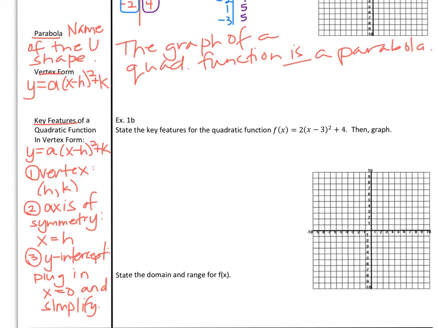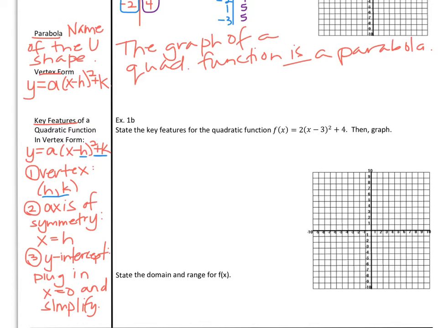If you know you're in vertex form, the vertex of your quadratic function follows the h and the k. So whatever h is on the inside is going to go in the opposite direction. Whatever k is on the outside, it goes up or down. So we've done that before, but now we just don't have to describe it.